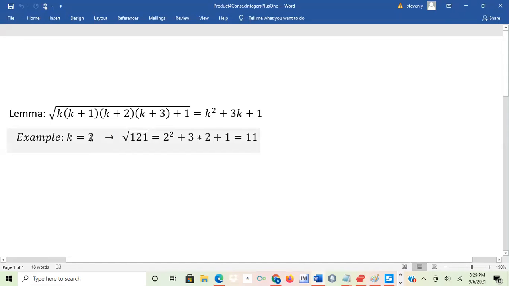If you substitute 2 in every place you see a k, you end up with root 121, and you can see that the right-hand side equals 11 when you substitute 2 in. So anyway, enough about the lemma. If anybody wants to see why that's true, I'd love to produce a video for that also. But let's get along with the problem here.